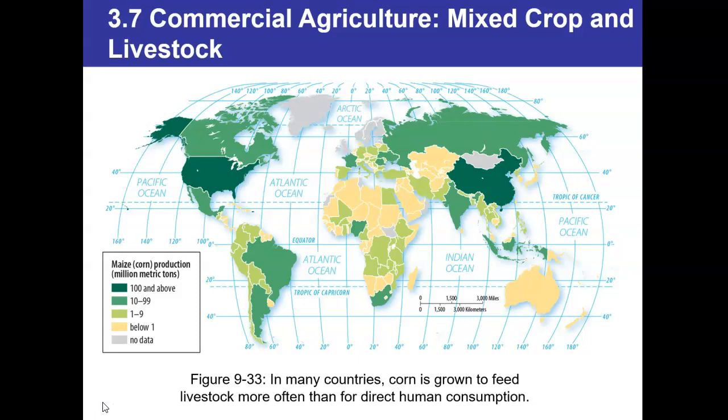The United States produces nearly 40% and China more than 20% of the world's maize, also known as corn. In many countries, corn is grown to feed livestock more often than for direct human consumption.